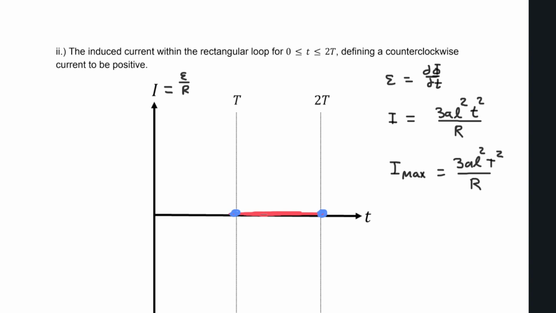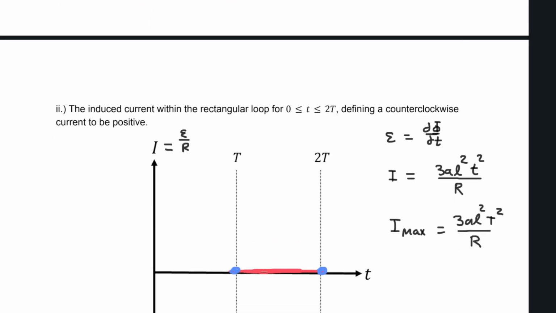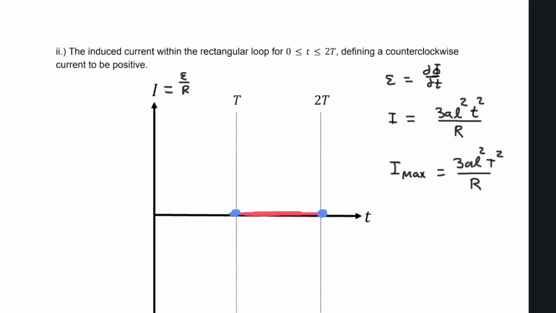And now we just have to decide if it's positive or negative. Well, we said in the previous part, if we're increasing our negative flux, then we need a counterclockwise current circulating in order to counter that. So I'm just going to draw a positive increasing current right here, and I'm going to make the maximum value of that 3AL squared T squared over R. All right.